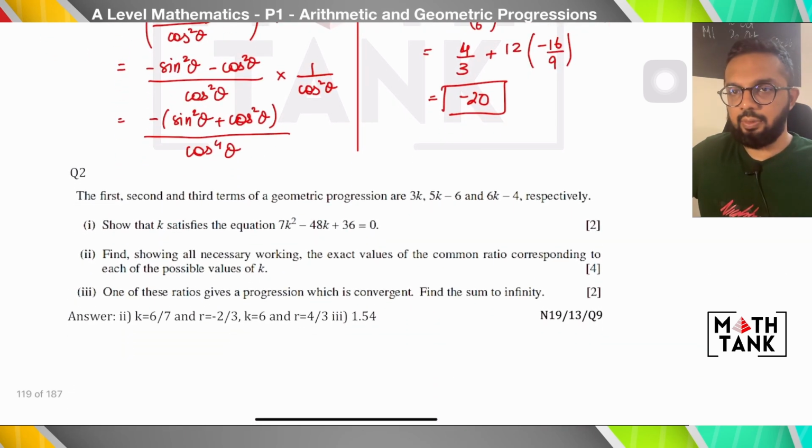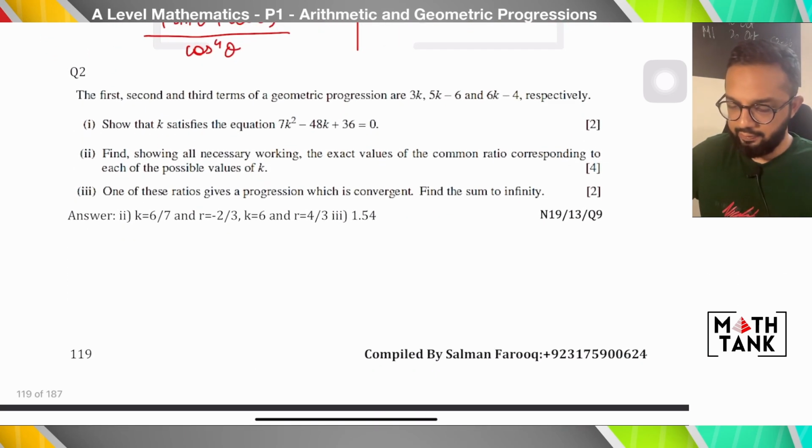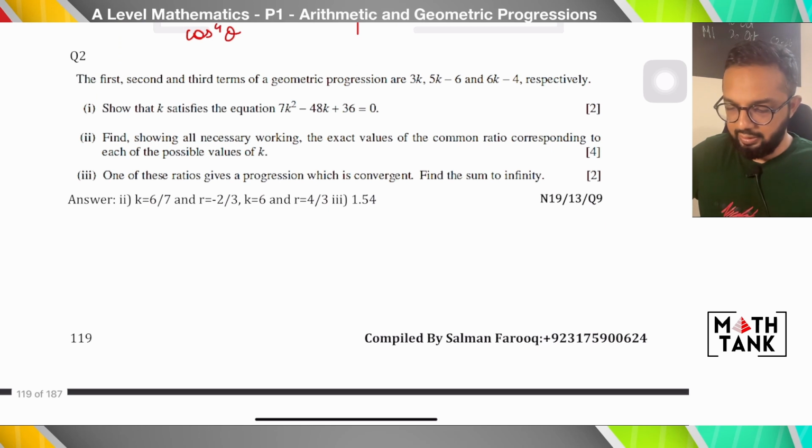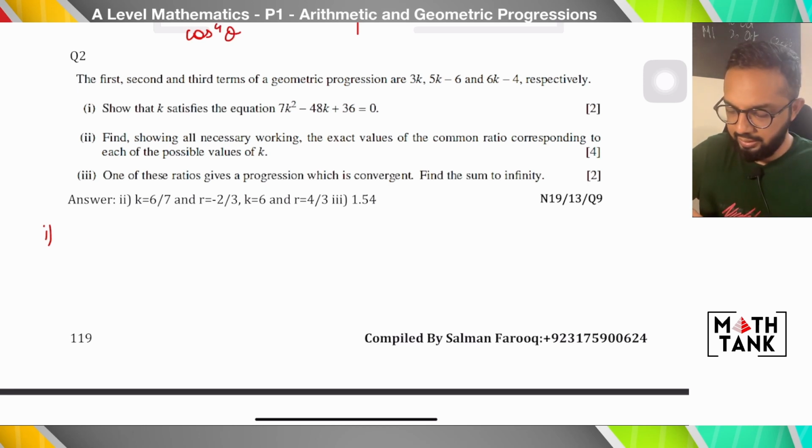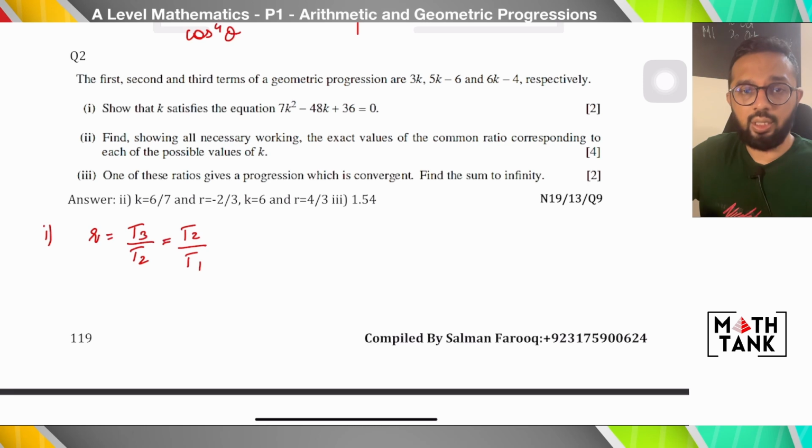Moving on to the next question, we have the first, second, and third terms of a geometric progression given. Show that k satisfies this equation. Now we've discussed this before: whenever you have a question that has an unknown in addition to what you typically have as unknowns, you take the idea of the common ratio, that term 3 divided by term 2 should equal term 2 divided by term 1.